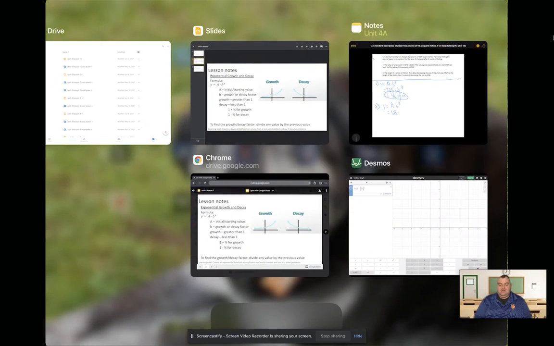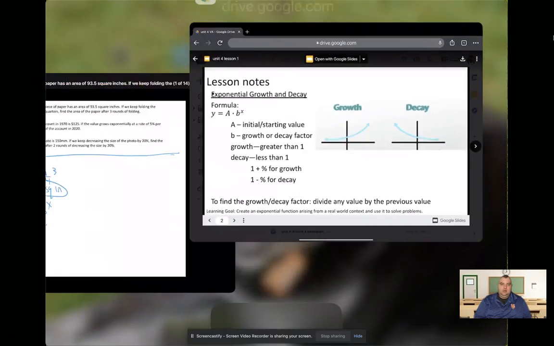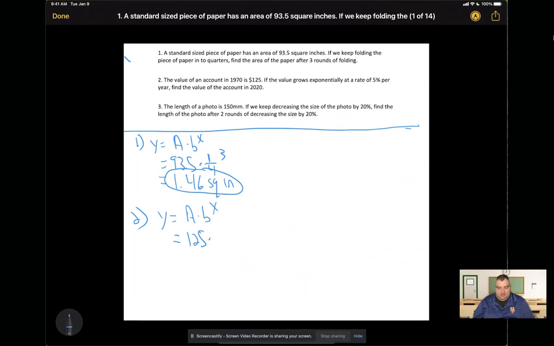Let's go back to the lesson notes. When we are going up by a percentage, my growth factor is 1 plus the percentage. I'm going up by 5%, so 5% is 0.05. So 1 plus 0.05 is my growth factor, which would be 1.05. So my B value in this case is going to be 1.05 for the reasons that I just stated.